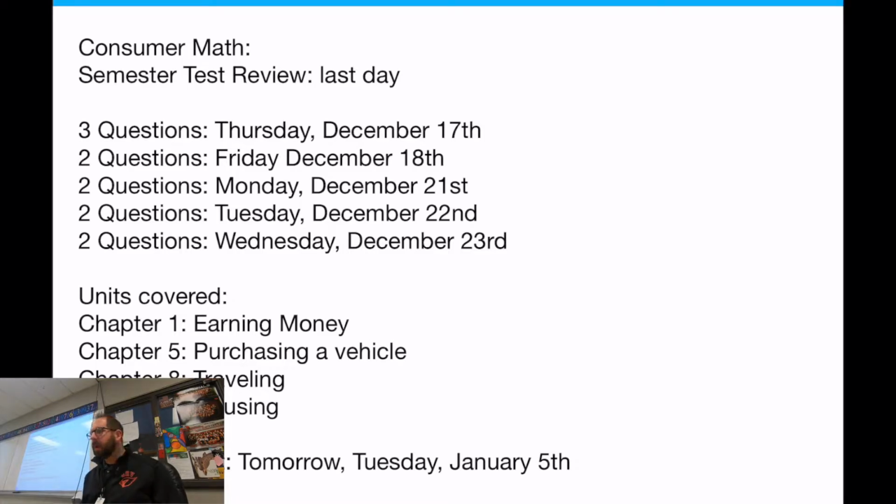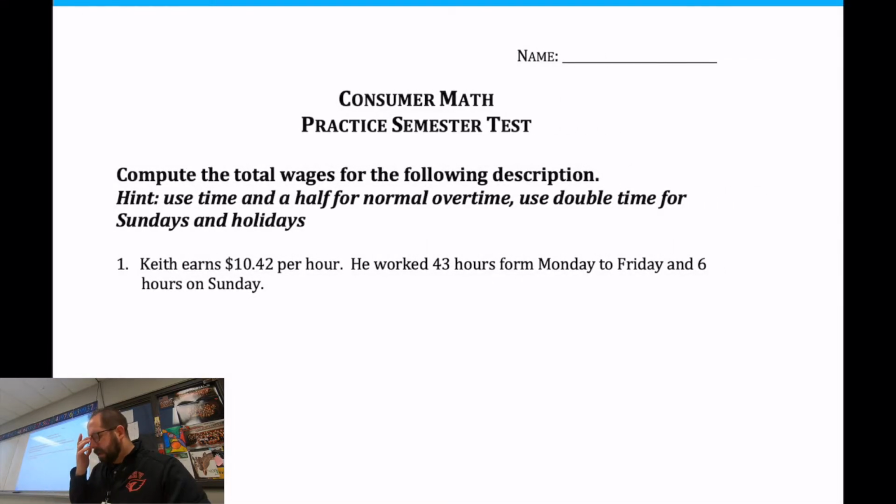Yeah. So let's walk through this here just so you can see it. Obviously, there's 11 questions on here. One, you have to calculate the hours. Make sure that you set up 3 columns: normal hours, overtime, and then the bonus Sunday holiday column. Know how the prices go. I will leave the hint on there for the semester test.